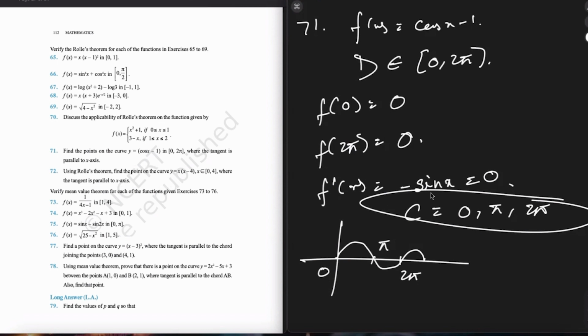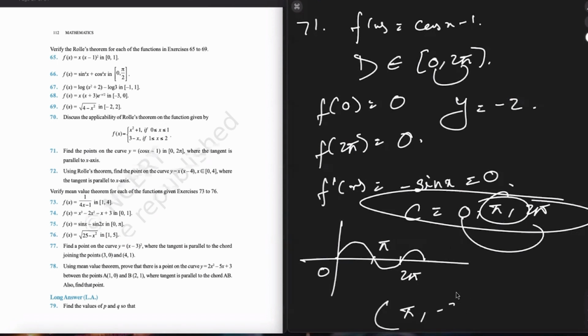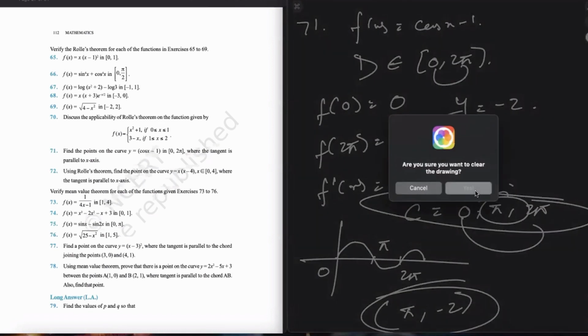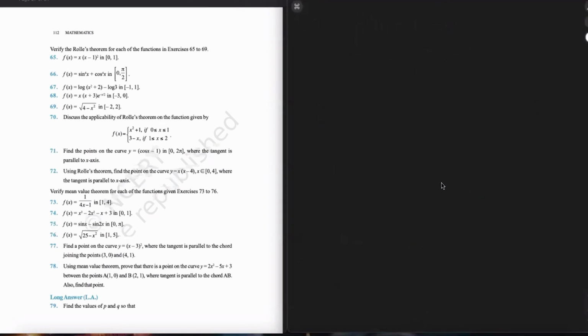And now you can do one thing. Leave out these points, 0 and 2 pi. Just take this one, pi, and find the y for this. y is equal to cos x minus 1, right? So cos pi minus 1 will be minus 2. The point which they are asking will be x value pi, y value minus 2. This will be your answer. They're asking for the point where the tangent will be parallel to the x-axis, so you have to find the x and y coordinates.